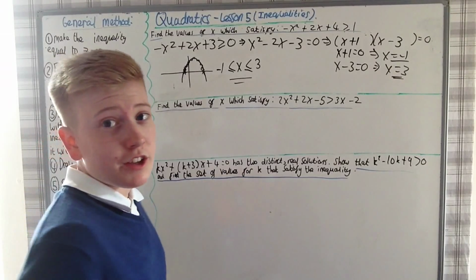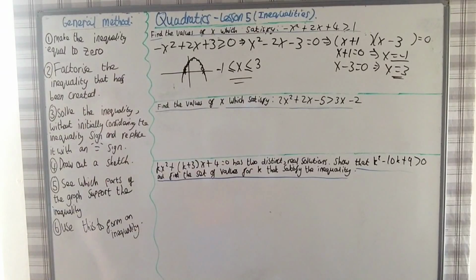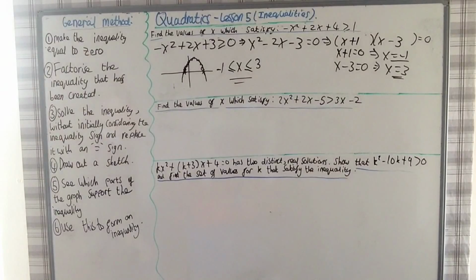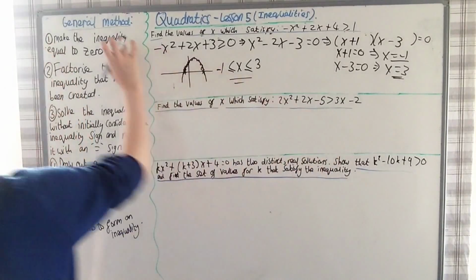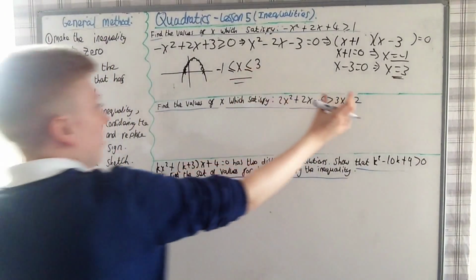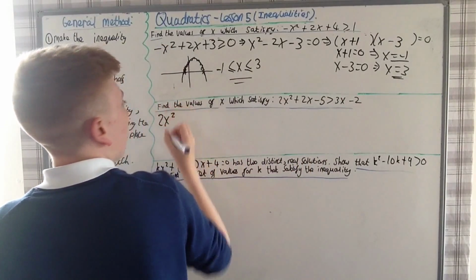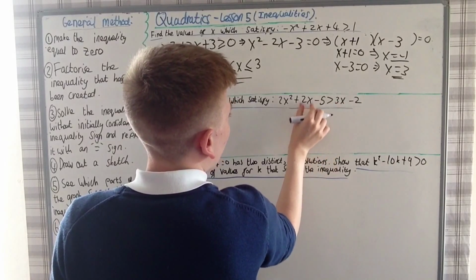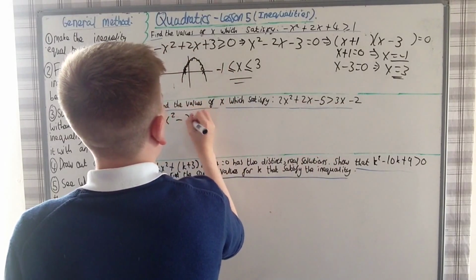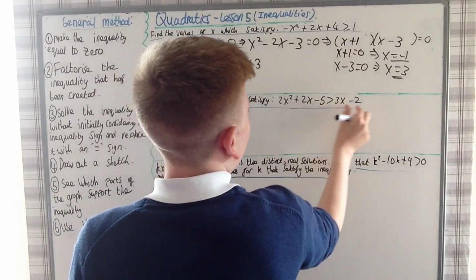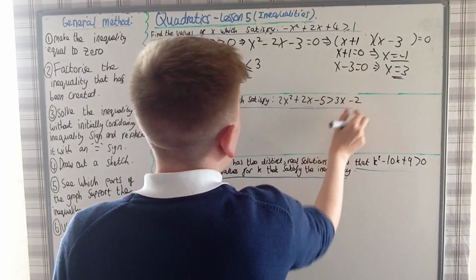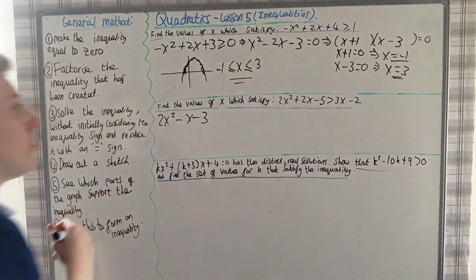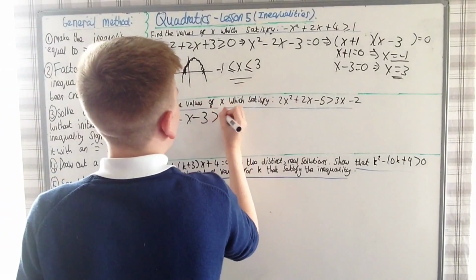Okay guys, hopefully you've paused the video and had a go. The question says, find the values of x which satisfy 2x squared plus 2x minus 5 is greater than 3x minus 2. Once again, following these steps, we need to make this have 0 on one side. So we get 2x squared, now the positive 2x minus 3x, because this is positive, moving it across. 2 minus 3 is minus 1x. Minus 5, now this minus 2 moved across will become a positive 2. Minus 5 add 2 is minus 3. And this is going to be greater than 0.